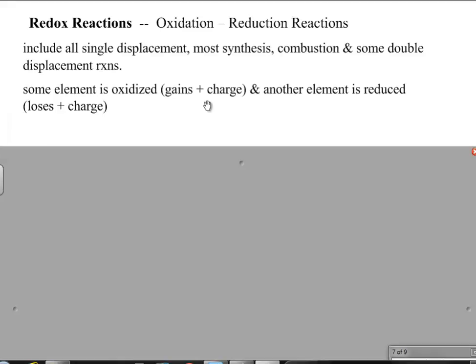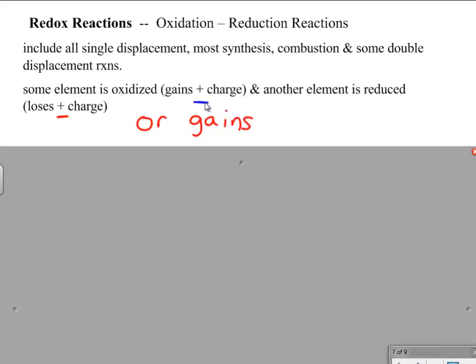Redox reactions stand for oxidation and reduction reactions, and they include single displacement, synthesis, combustion, and some of our double displacement reactions. In a redox reaction, one element is oxidized, which means it gains a positive charge, and another element is reduced, which means it loses positive charge, or instead of losing positive charge, we can talk about it gaining negative charge.